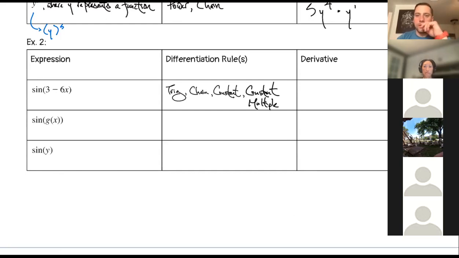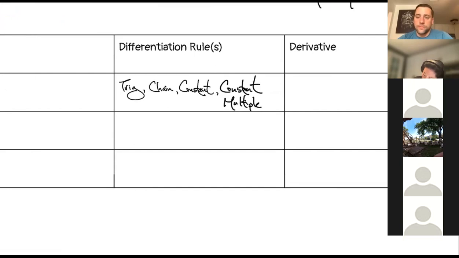It's 6 cosine of 3 minus 6x. Super close. We've got a 3 minus 6x here, so the derivative of that is going to be negative 6. Yeah, okay. So exactly. We're going to have our cosine of 3 minus 6x times negative 6. And maybe the only thing we would simplify there is just bring that negative 6 to the front, okay?